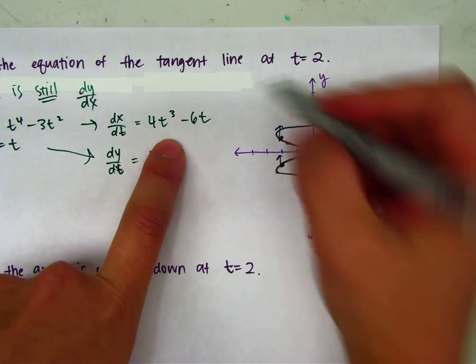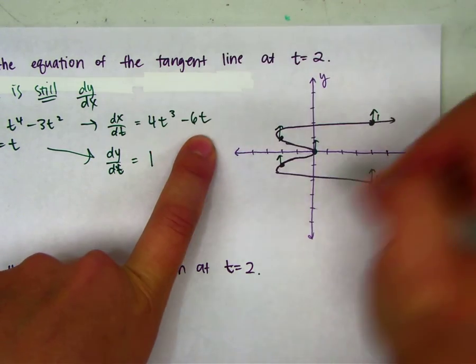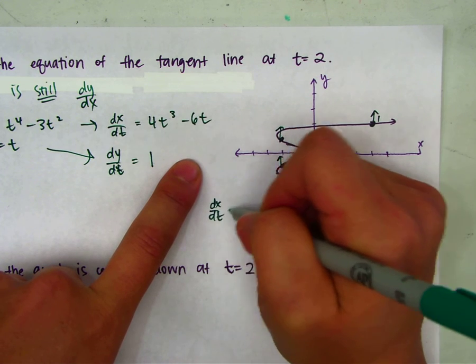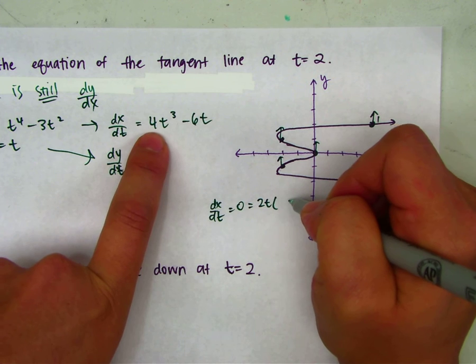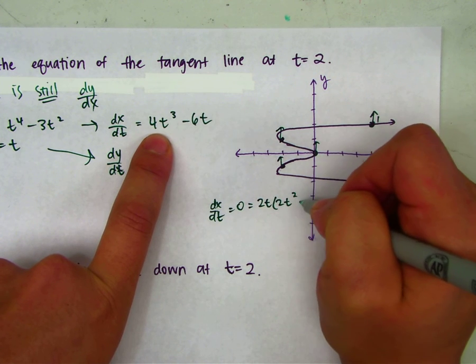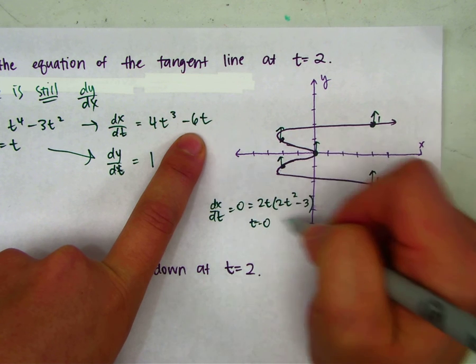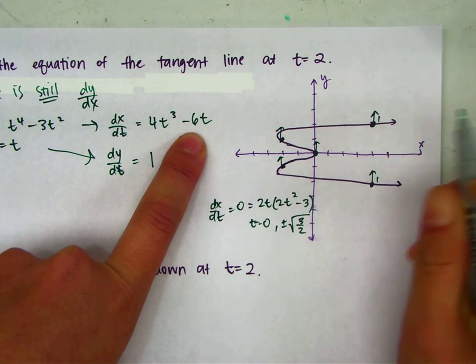Let's find out when x of t is 0. When I take x prime of t, when does dx dt equal 0? I'm going to factor out the 2t. I'm left with 2t squared minus 3. So t equals 0 and plus or minus square root of 3 over 2.